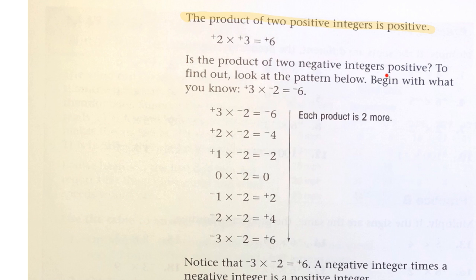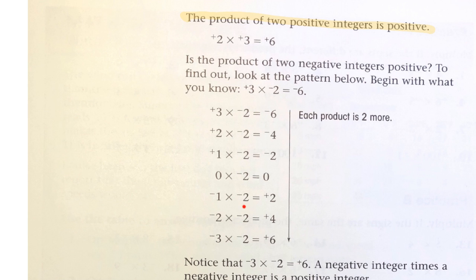Is the product of two negative numbers positive? To find out, look at the pattern below. Begin with what you know. 3 times -2 equals -6. Each product is 2 more. 3 times -2 is -6. 2 times -2 equals -4. 1 times -2 is -2. 0 times -2 is 0.